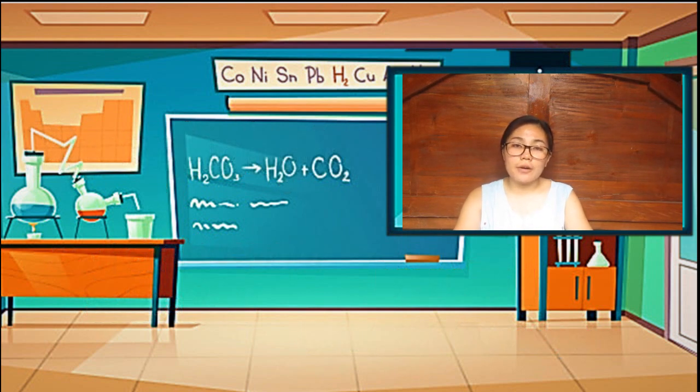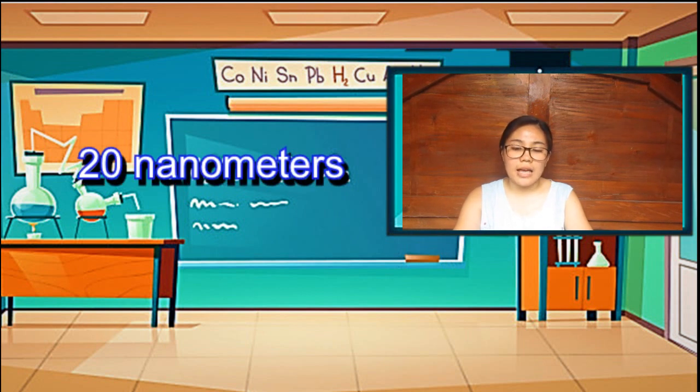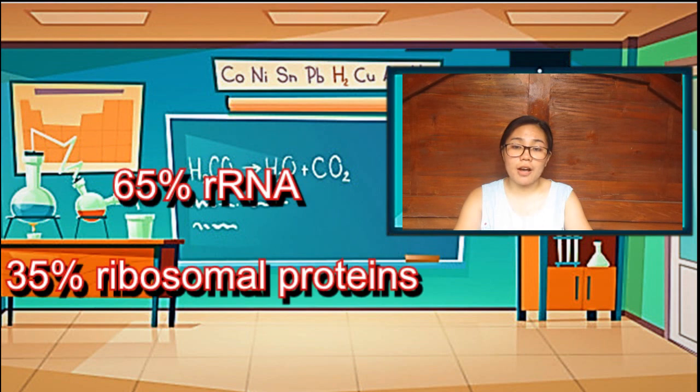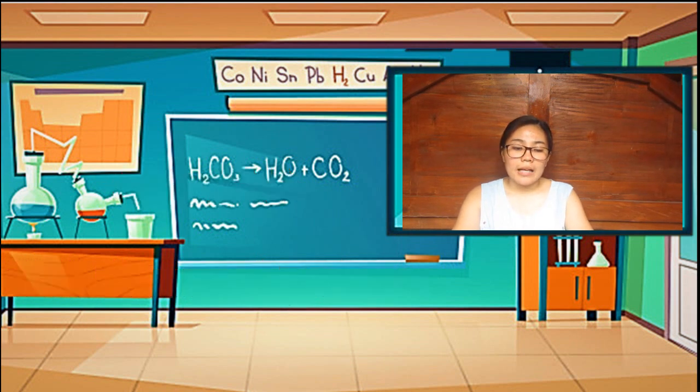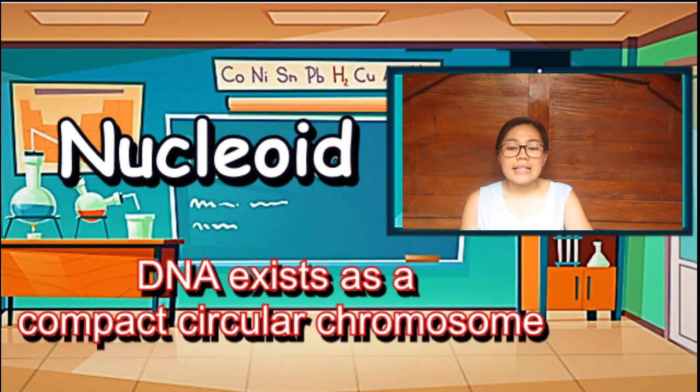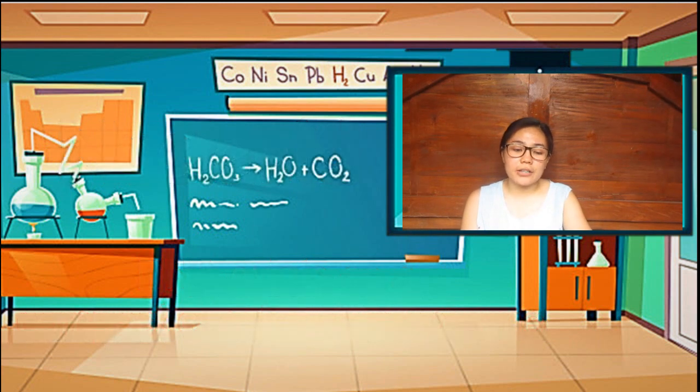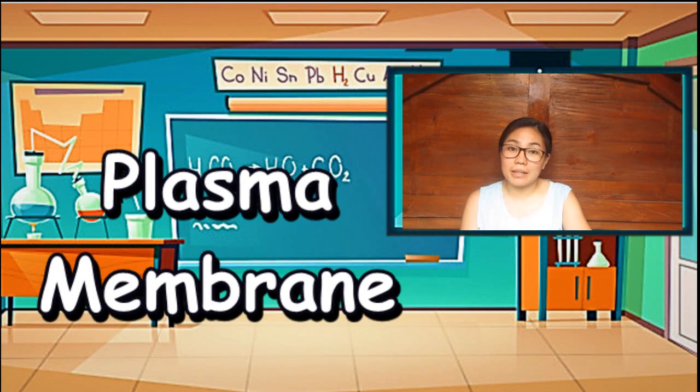Bacterial ribosomes are around 20 nanometers in diameter and are composed of 65% rRNA and 35% ribosomal proteins. This cell's genetic material is located in a region called the nucleoid, where DNA exists as a compact circular chromosome. Cellular respiration is an energy-generating process. Thus, energy production occurs in the plasma membrane of the bacteria.